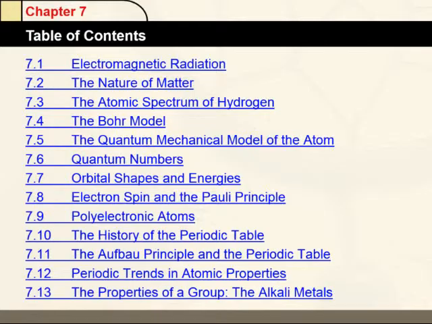This is a list of the topics, or should I say a list of the sections we're going to cover in this chapter. It's quite a spread of topics, but we're going to have to trudge through. Today we're going to focus on sections 1 and 2, electromagnetic radiation and the nature of matter. So let's get started.